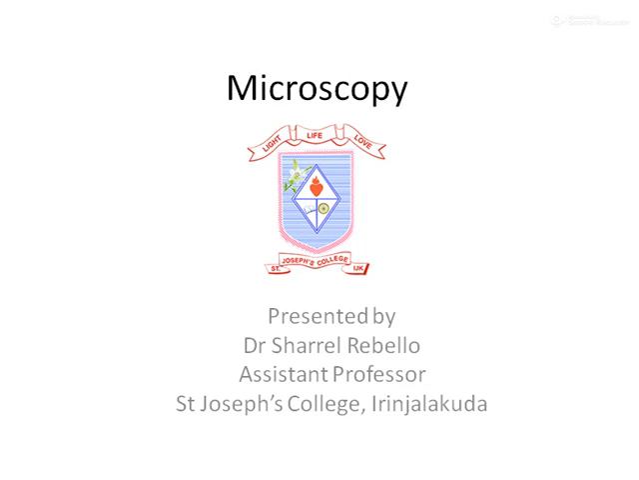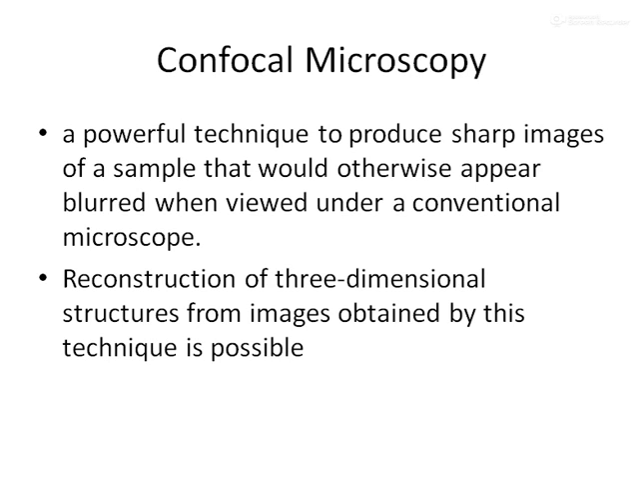Welcome to one more session on microscopy, and today we are going to explore a microscopy called confocal microscopy. What is confocal microscopy? Confocal microscopy is a very powerful technique that mainly provides sharp images of a sample that would otherwise appear blurred when viewed under a conventional microscope. And it has always been found that three-dimensional structures can be obtained from images by this technique. But how is this possible and how does it look? So let's explore that.